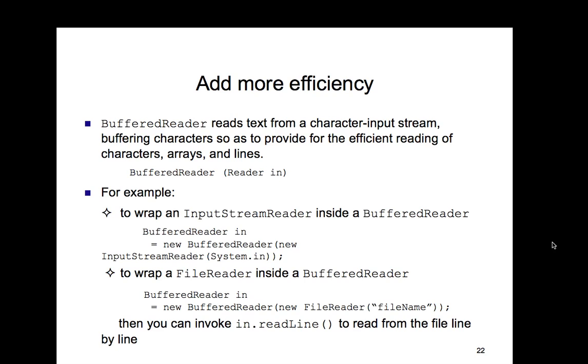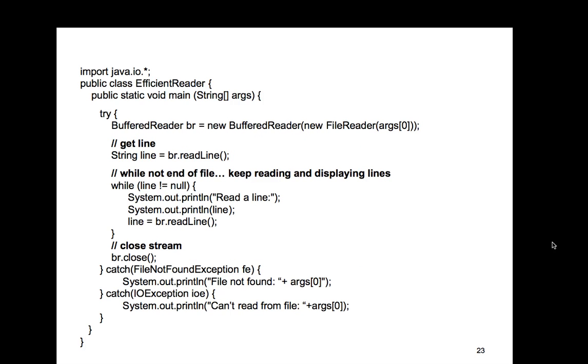So actually, it's really like C++. In a lot of ways, the syntax is a little different, and the I/O exception is a little different, but it's very similar. Here's our BufferedReader, read a file, and what is this going to do? This is going to take in an efficient reader. It's going to take it and store it into a buffer, so get a line. While not at the end of the file, keep reading and displaying the lines. Close the file stream, and then catch any exceptions.